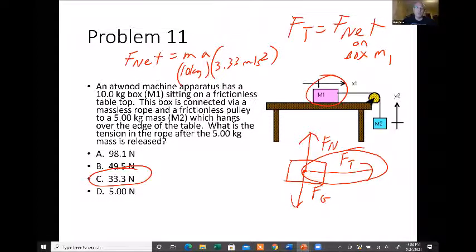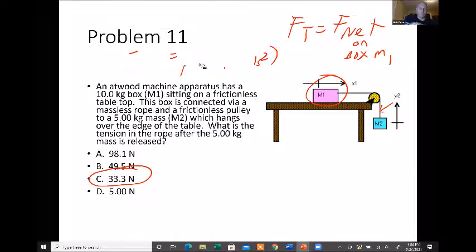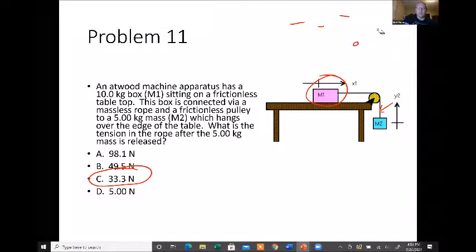Now we could also work that by finding the tension in this part of the rope. So let's think about the same problem in terms of box M2. Let's draw out a free body diagram for M2.